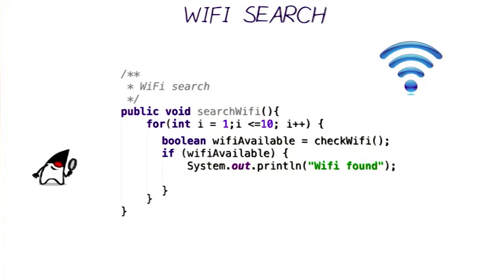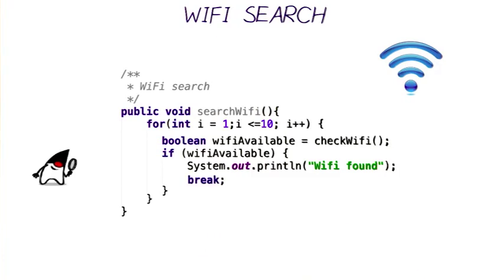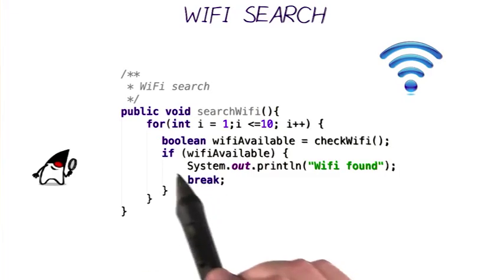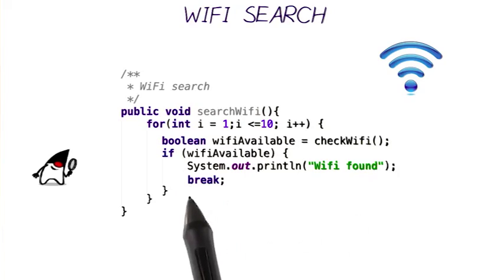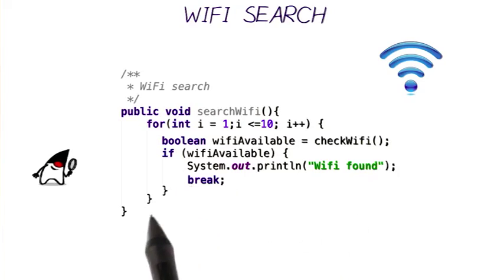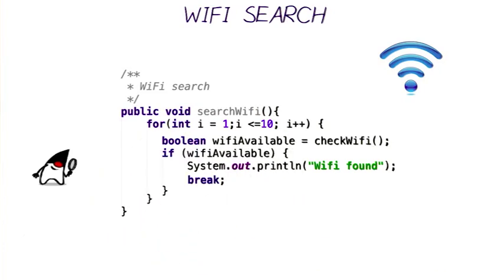The way I would have imagined it is that once we find a Wi-Fi network, we want to end this search. Luckily, Java offers this keyword called break. If we simply add the break keyword here, what we're saying is once we actually find a Wi-Fi and print out Wi-Fi found, break would actually exit this for loop entirely. So it will not continue looping no matter whether this condition is still true or not.